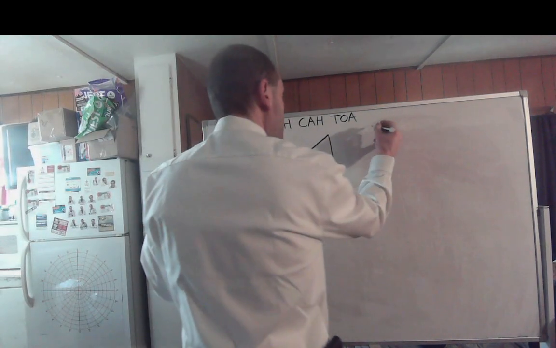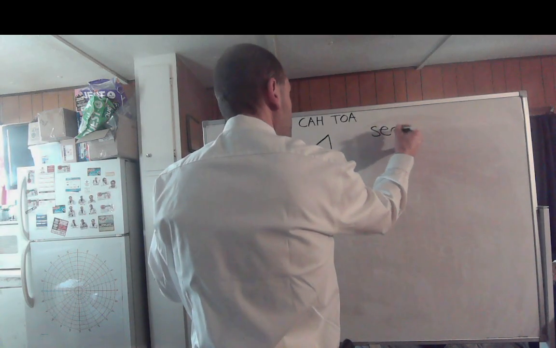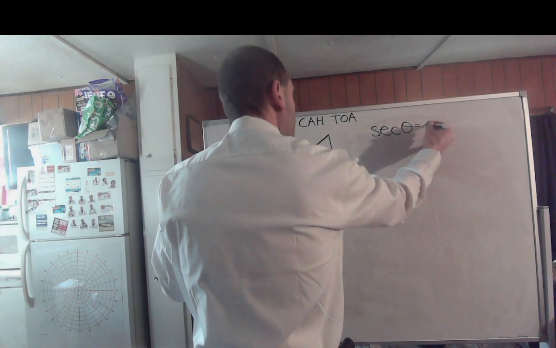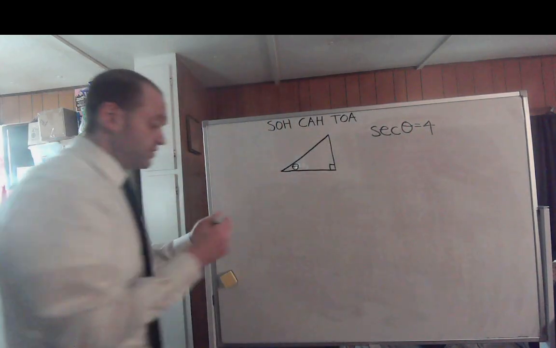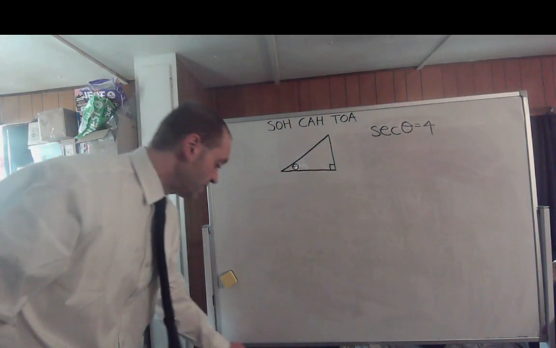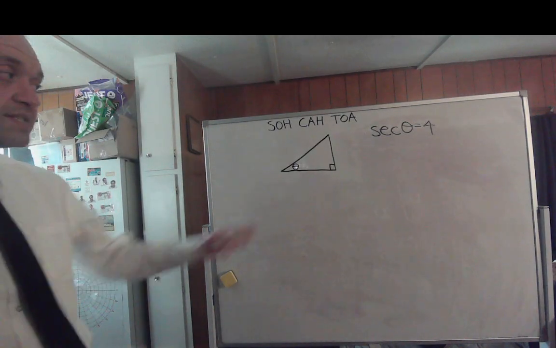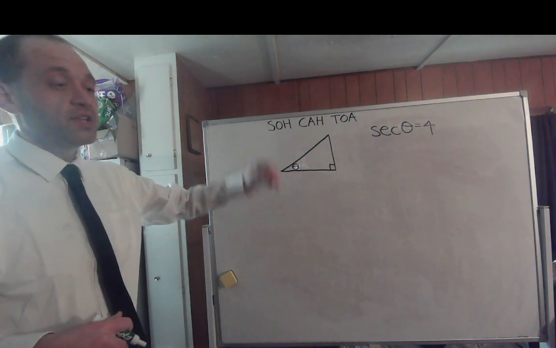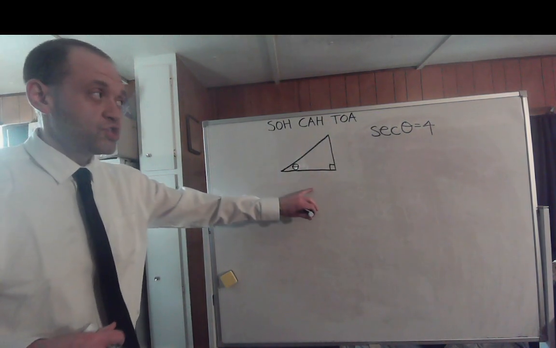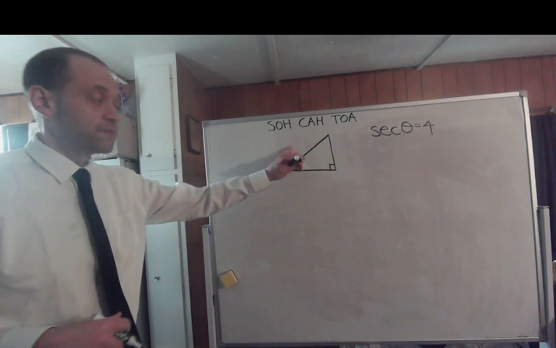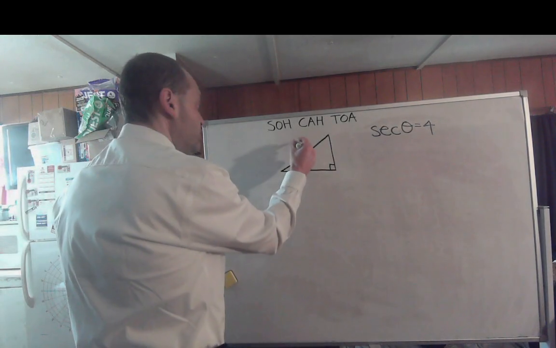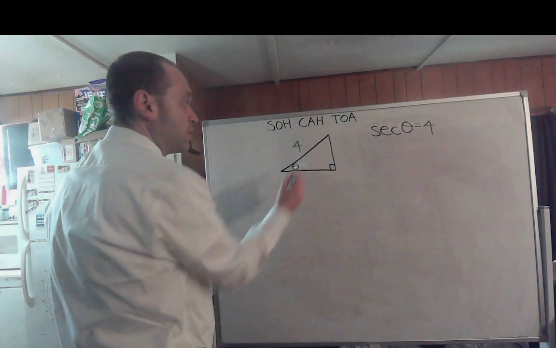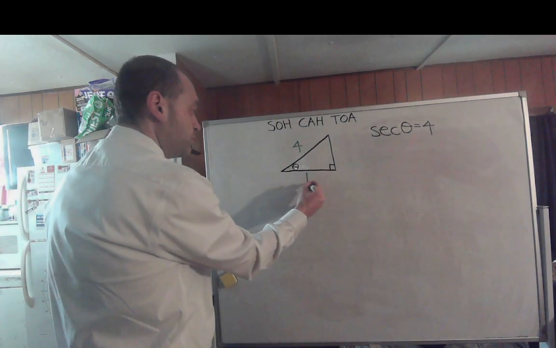So this time we're given that the secant of theta equals 4. That's all they give you to start with, that the secant of theta equals 4. So what is the secant of the angle? That's always the hypotenuse over your adjacent leg. So if it's 4, that's 4 over 1. That means your hypotenuse has length of 4, your adjacent leg has length of 1.